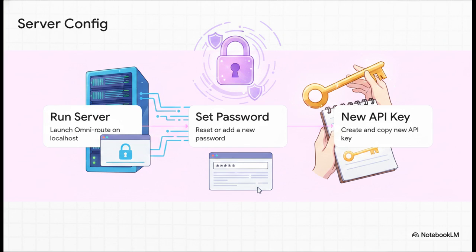If you see an old API key in there, just delete it. You want to create a brand new API key. You can name it something super simple like text, and then copy that exact key and save it securely in a notepad file.